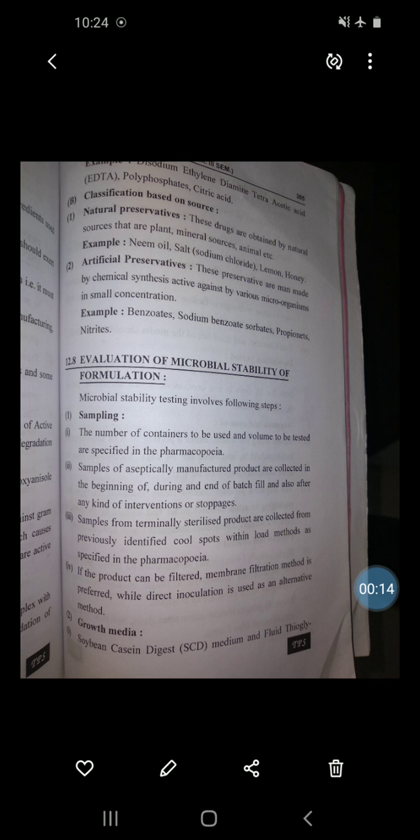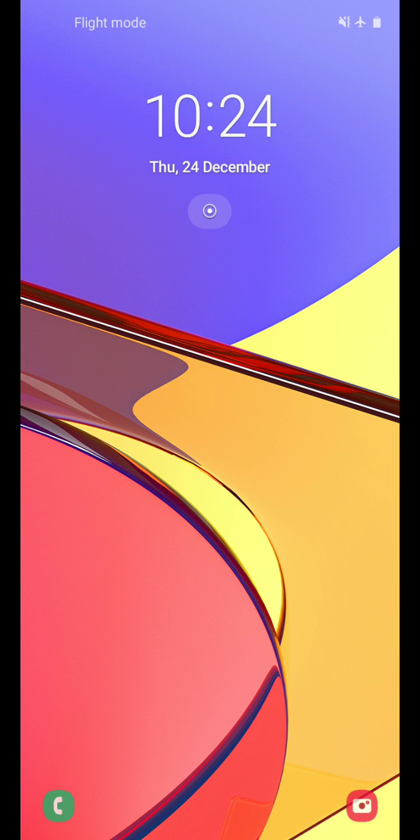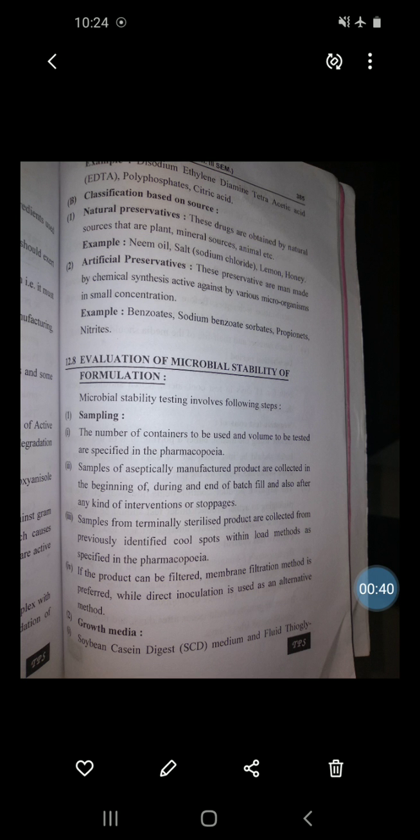In the last lecture, I discussed the preservation of pharmaceutical products by using antimicrobial agents. Today, we will see the next point of our syllabus, that is evaluation of microbial stability of formulation. Generally, the questions asked in examination are: what is evaluation of microbial stability of pharmaceutical product, or explain in detail evaluation of microbial stability of pharmaceutical product, or what is microbial stability of pharmaceutical product and how it is evaluated, or explain in detail challenge test for microbial stability of pharmaceutical product.